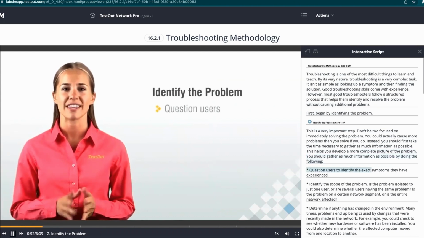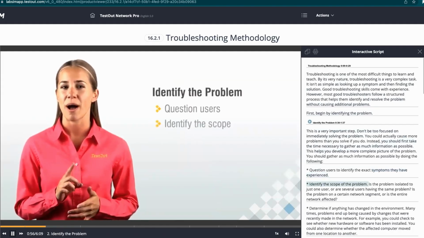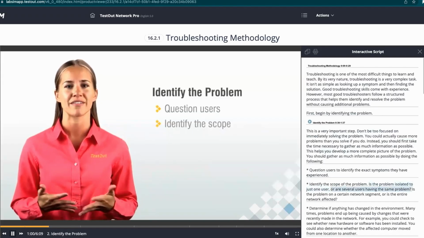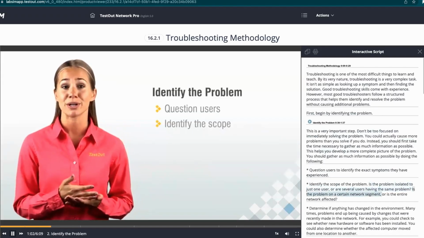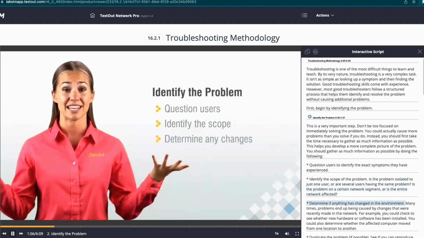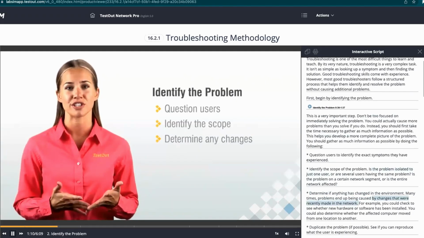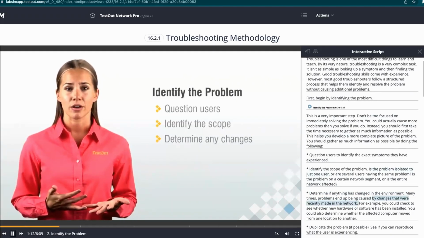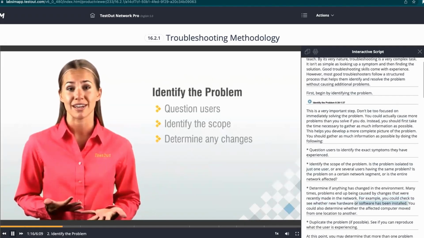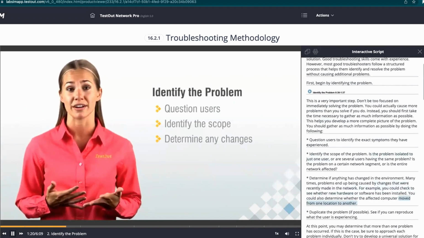You should gather as much information as possible by doing the following. Question users to identify the exact symptoms they have experienced. Identify the scope of the problem. Is the problem isolated to just one user, or are several users having the same problem? Is the problem on a certain network segment, or is the entire network affected? Determine if anything has changed in the environment. Many times, problems end up being caused by changes that were recently made in the network. For example, you could check to see whether new hardware or software has been installed. You could also determine whether the affected computer moved from one location to another.